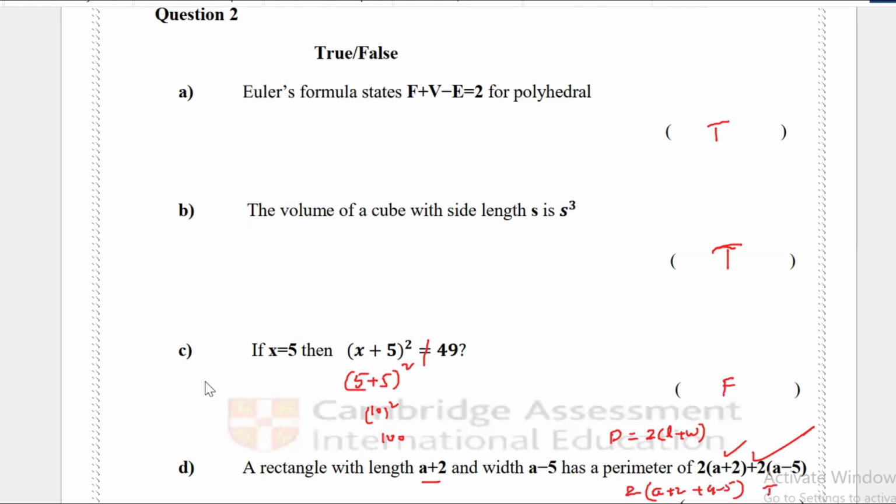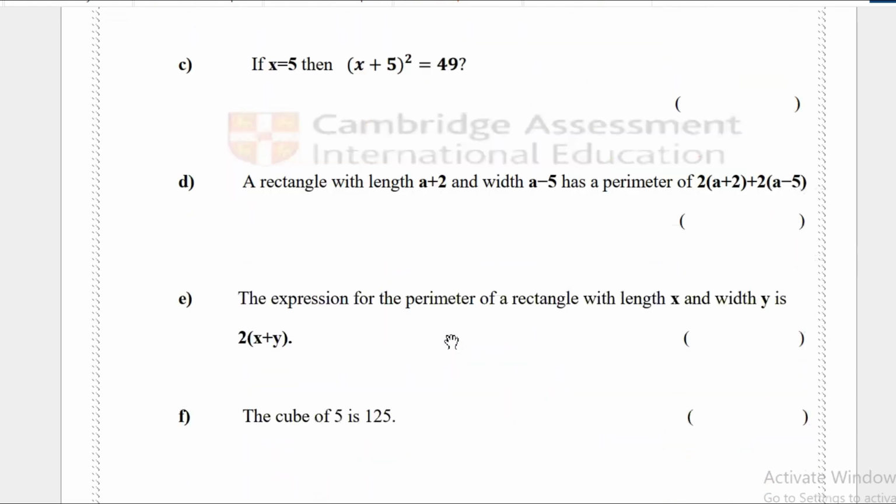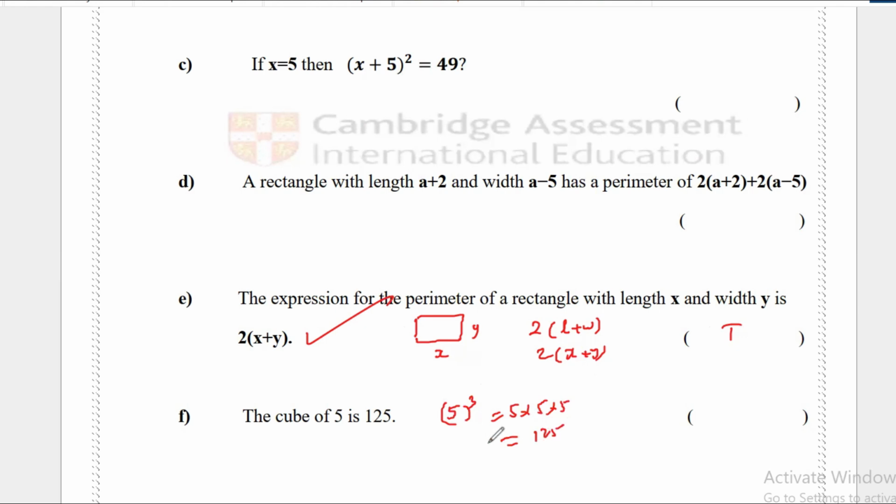Next, we will see the E and F part. In the E and F part, we have the expression of the perimeter of a rectangle with x and y. If you have a rectangle and the length of the rectangle is x and the width is y, then of course the formula is 2 bracket open length plus width, meaning 2 bracket open x plus y. So it works. This is true also. And then the cube of 5 means 5 power 3. That means 5 into 5 into 5. It is equal to 125. So this is correct. So this is true.